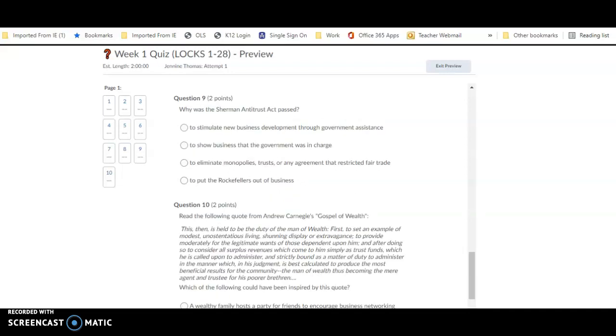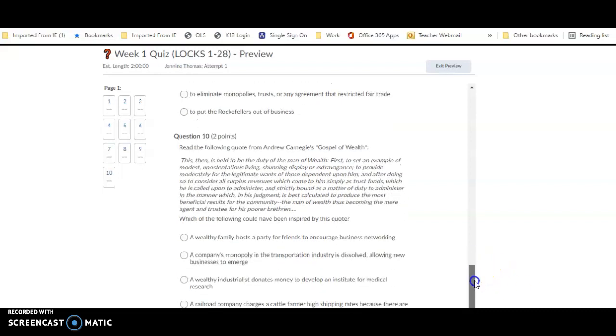Number 9. Why was the Sherman Antitrust Act passed? To stimulate new business development through governmental assistance, to show business that the government was in charge, to eliminate monopolies, trusts, and any agreement that restricted fair trade, to put the Rockefellers out of business.